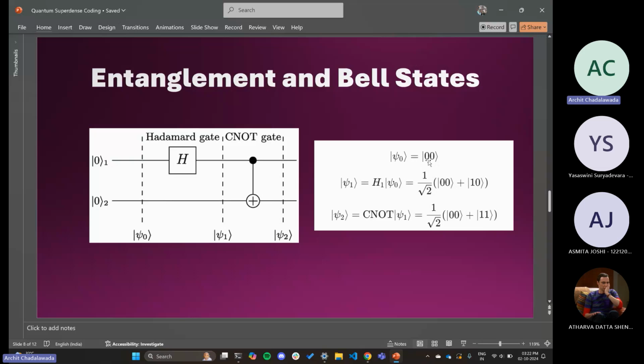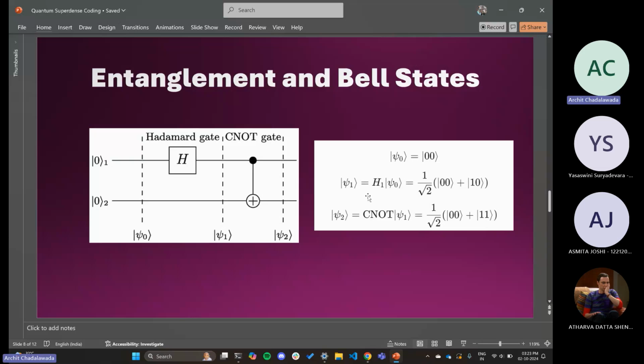But applying the Hadamard gate on the 0 state, we saw that it generated an equal superposition of 0 and 1, 1 by root 2 into 0 and 1. And we just added 0 because the second qubit is 0 in both cases. Following this, if you apply a CNOT gate with the first qubit as control and the second qubit as the target, in this first term, we see that the first qubit is 0, so we don't need to apply any X gate here. Whereas in the second term, we see the first qubit is 1, so we flip the second qubit and we get 1, 1.